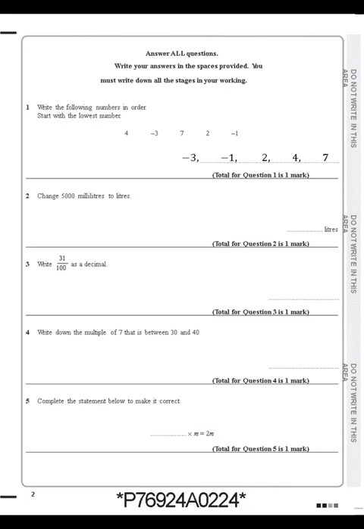Question 2. Change 5,000 milliliters to liters. It's important to note the unit conversion. 1 liter is equal to 1000 milliliters. Therefore, in your calculator, 5,000 divided by 1000 is equal to 5 liters.